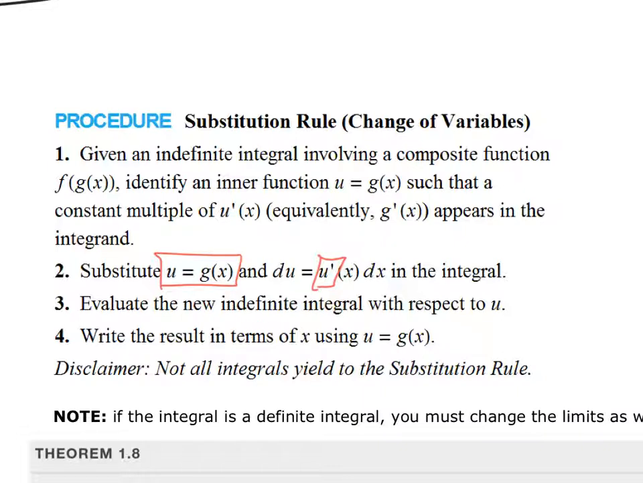So once I've done that, if it is an indefinite integral, then I just put the plus c. If I have a definite integral, then I have to change my limits of integration as well. So we're going to do an example where I have it with an indefinite integral, so I'm just going to put the plus c. And then I'm going to do it with a definite integral, in which I'm going to change my limits and I'm not going to back substitute.